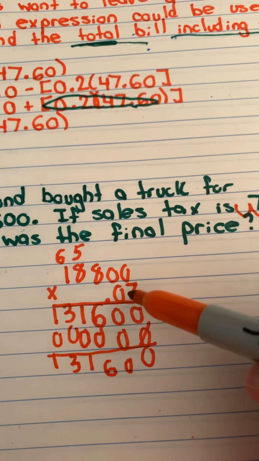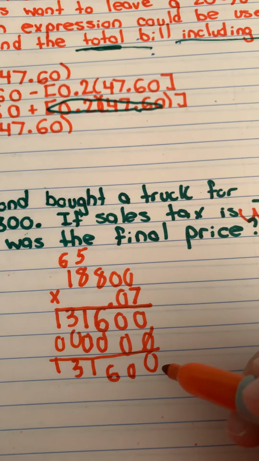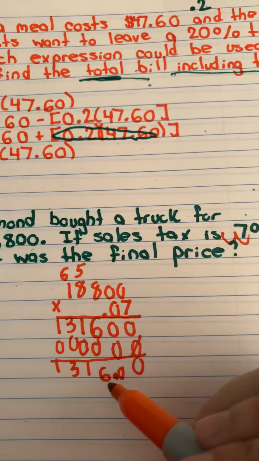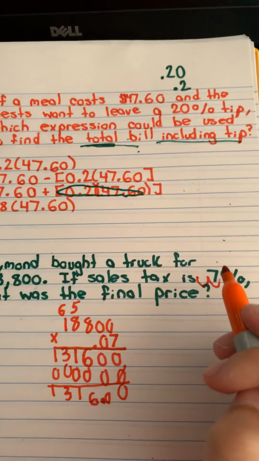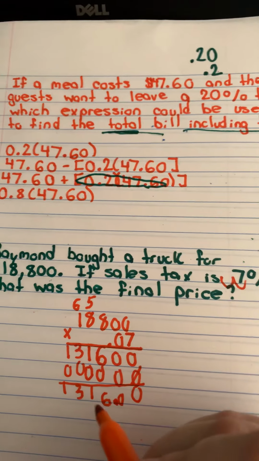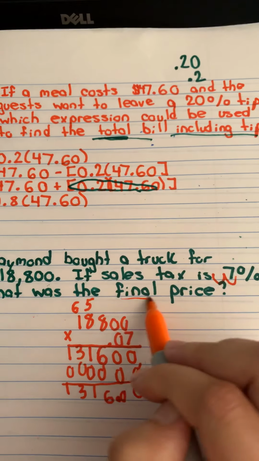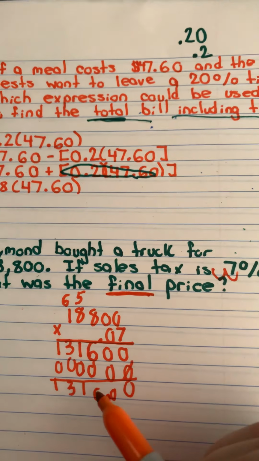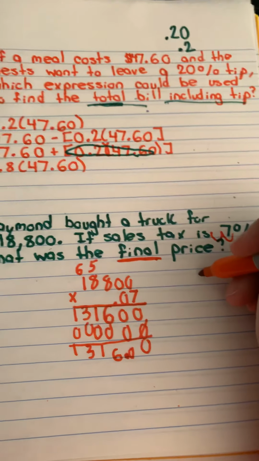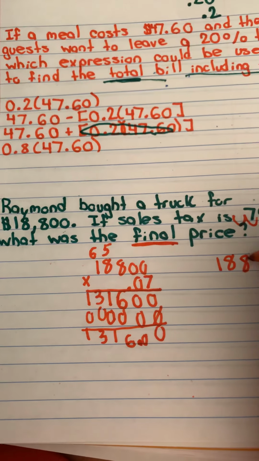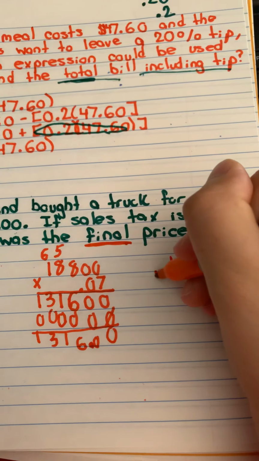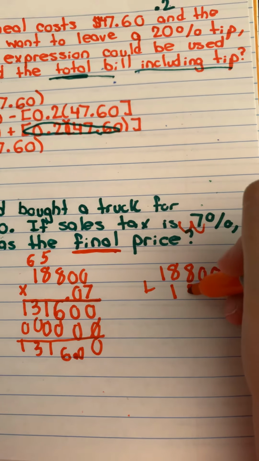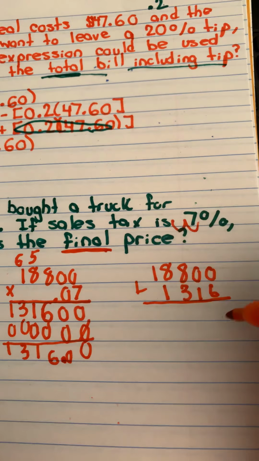Remember to always move your decimal, because there are 2 numbers behind the decimal. I always move it twice: 1, 2. So I have 1,316.00. So I know 7% of 18,800 is 1,316. But I want to know the final price. So if this is the total of my truck, and sales tax is the 1,316, I have to add those together. So I have the total of the truck plus my sales tax, which is 1,316. I'm going to add it together.